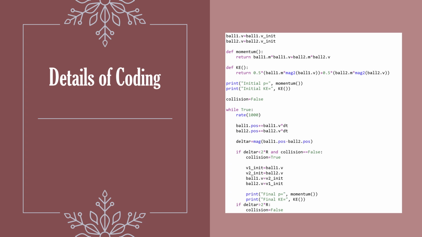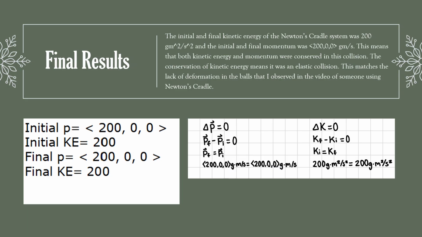My details of coding: I think I already went through this for the most part, but basically I just set the initial velocities of the two balls on each end and then calculated the initial momentum and kinetic energy of the balls. I printed both of these and created the collision in the while loop, and then I updated the positions of each ball and found the change in distance. I included an if statement to check for collision based on whether the distance was less than 2r, and if the collision did happen, I switched the velocities of the balls to find their final velocities and printed the final momentum and kinetic energy.